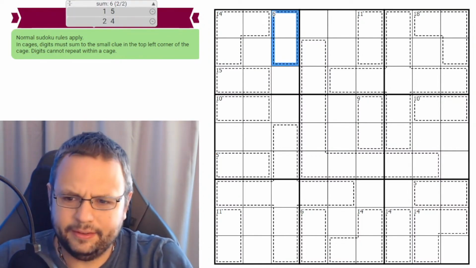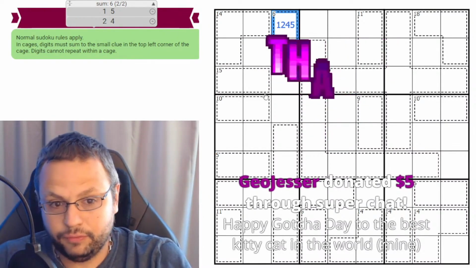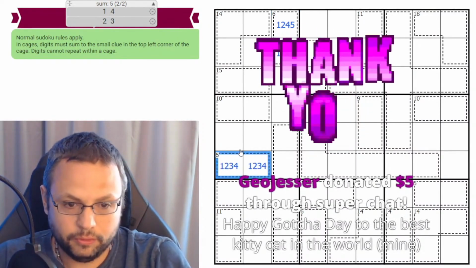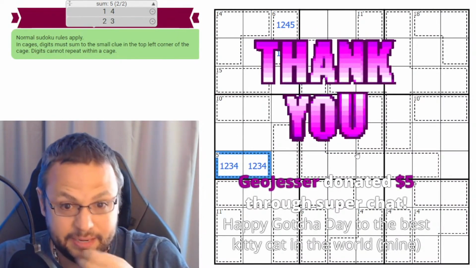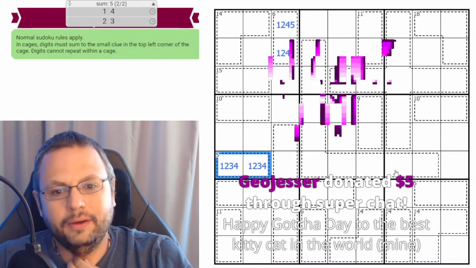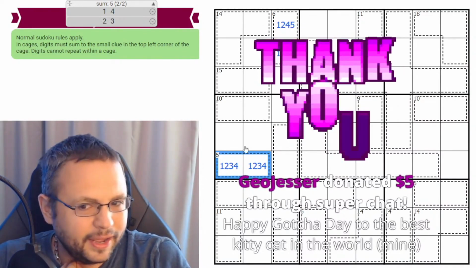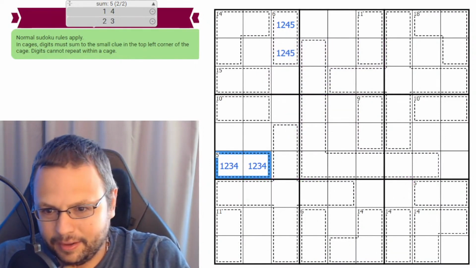I can write in things like I know that this is 1, 2, 4, 5, because it's either 5, 2, 4. This is either 1, 4, or 2, 3. That doesn't seem super useful. Okay, I do see something. Okay, this is much, much, much harder than I was expecting, but we'll do this.